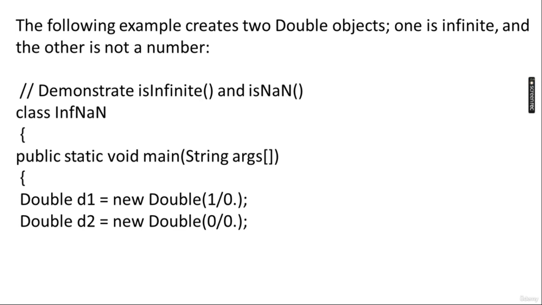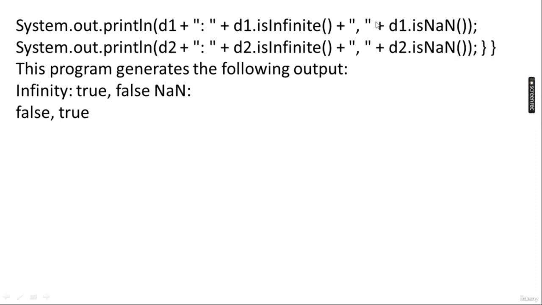The following example creates two Double objects, one infinite and the other not a number. Example: new Double(1/0), new Double(0/0). Then we check d1 isNaN, d2 isNaN, d1 isInfinite, d2 isInfinite. So the output is: for infinity, true, false. And for not a number, false, true.